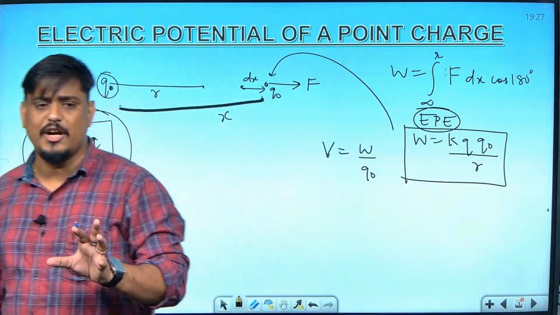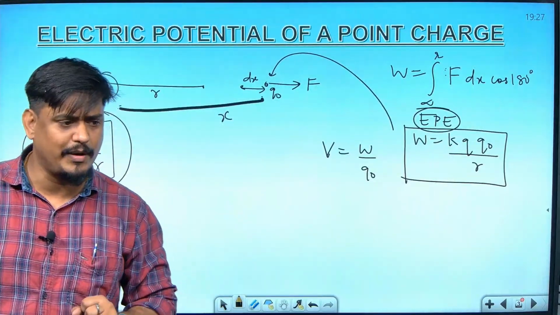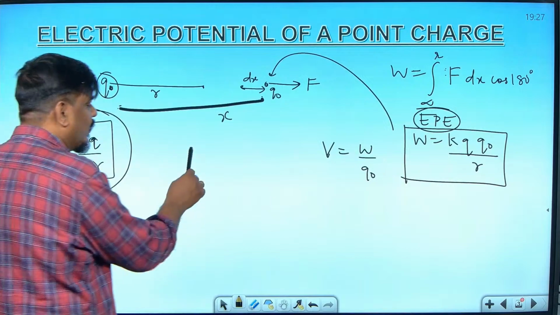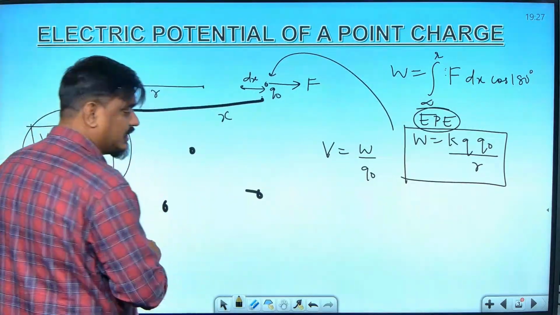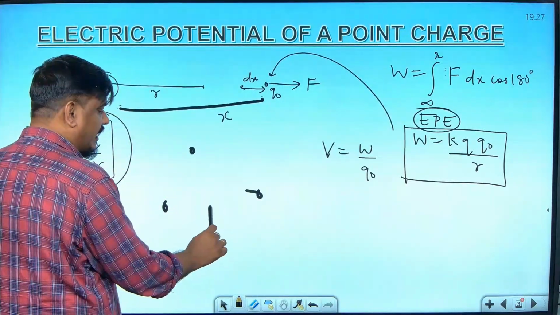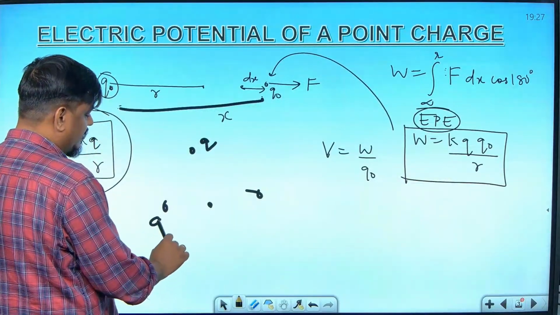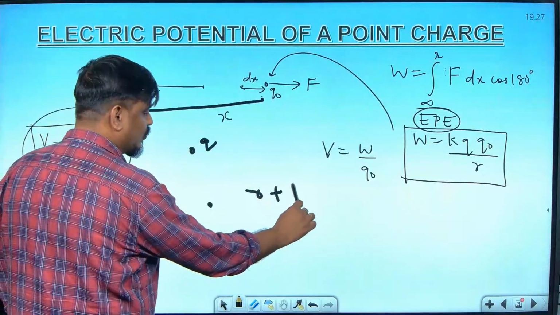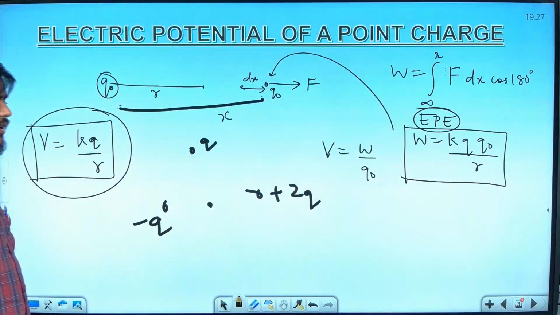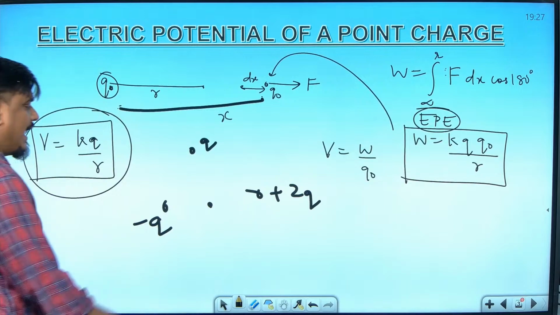So for any point charge, the electric potential value is kq by r. If there are multiple charges, one charge here, one charge here, one charge here. If I ask you, what is the potential at this point? Suppose here it is q, here it is minus q, and here it is plus 2q. There are three charges, q, minus q, plus 2q, and they are asking at this distance.